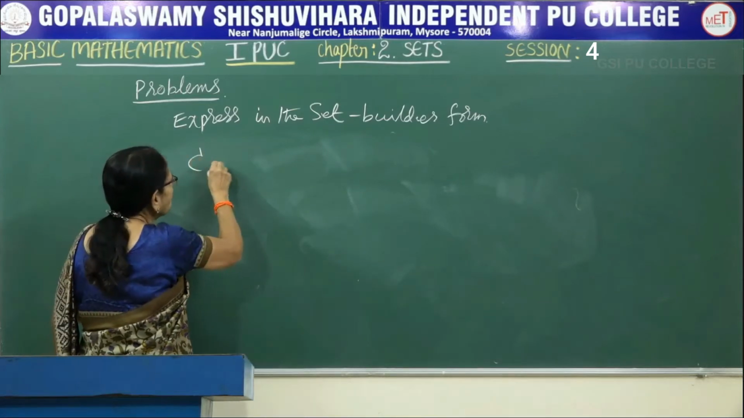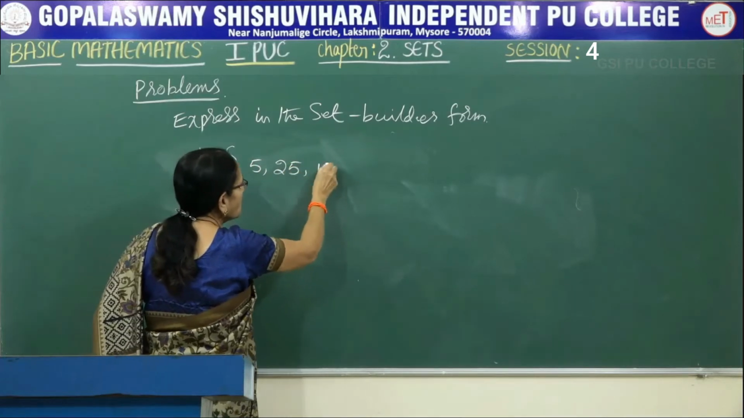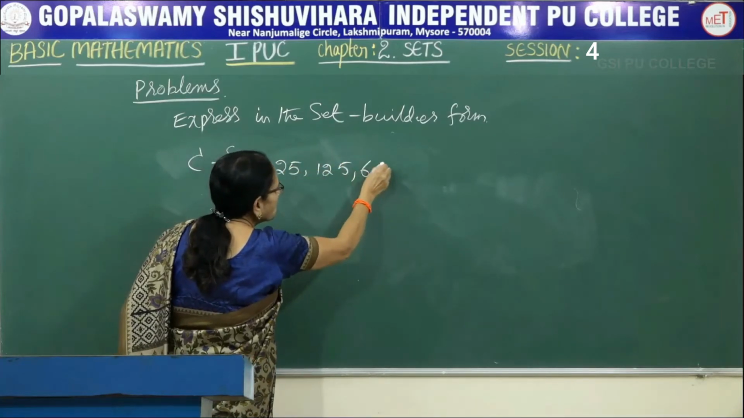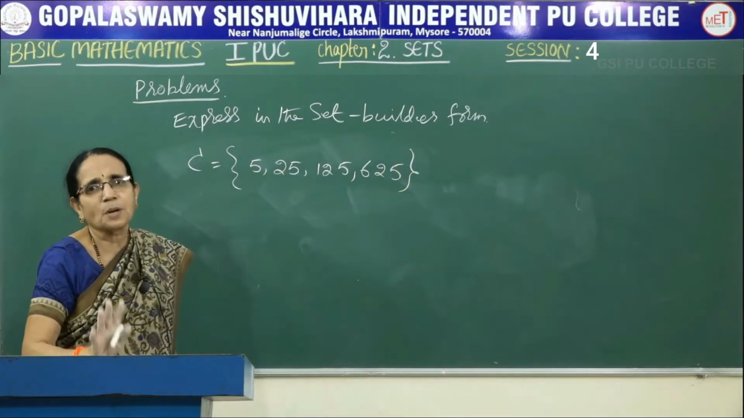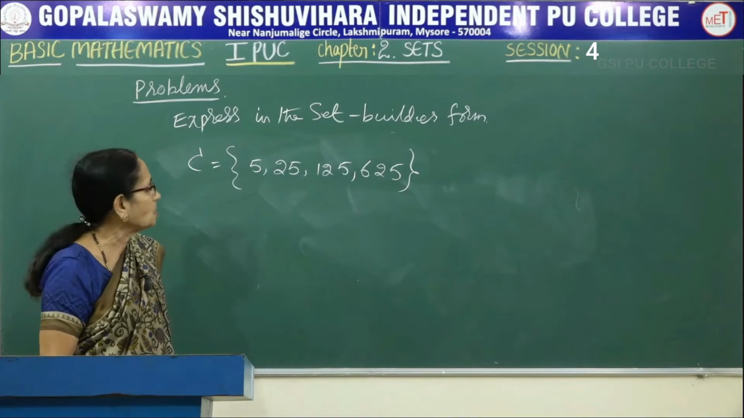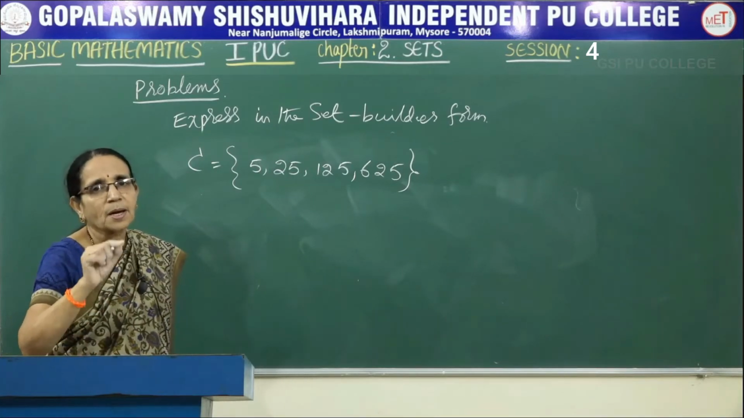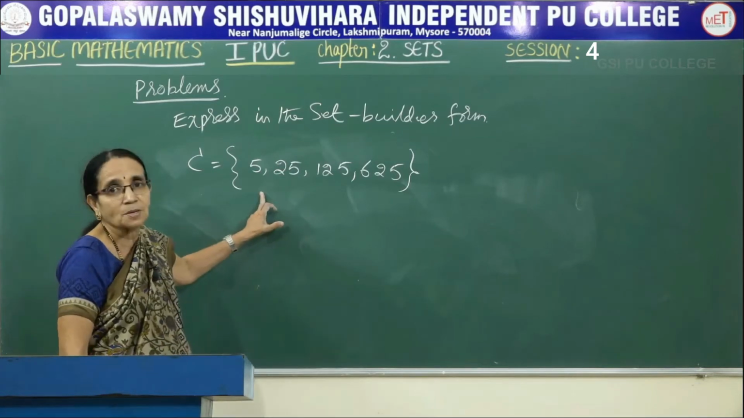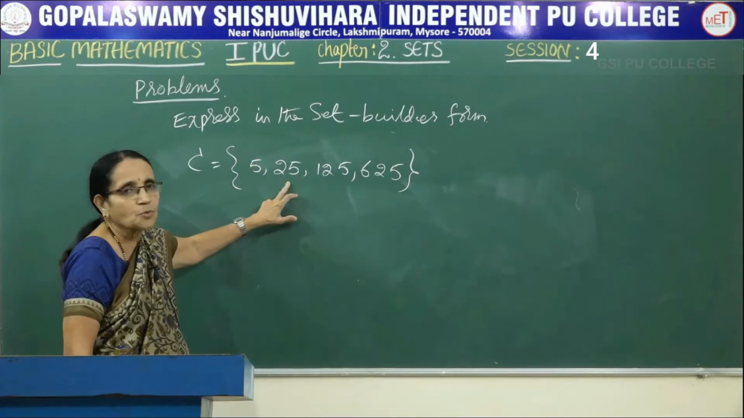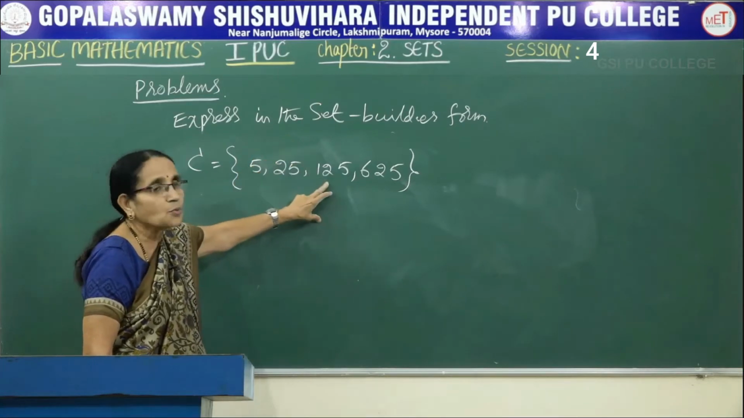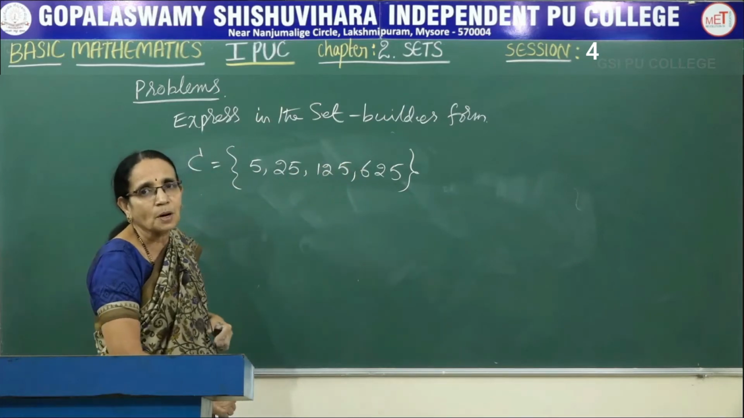Next one, C contains 5, 25, 125, 625. Now you observe, it is just like the previous problem. In the previous problem, all the numbers were powers of 2: 2, 4, 8, 16, like this. What type of numbers are they here? These are all powers of 5. 5 to the power 1. What is 25? 5 square. What is 125? 5 cube. What is 625? It is 5 to the power 4.